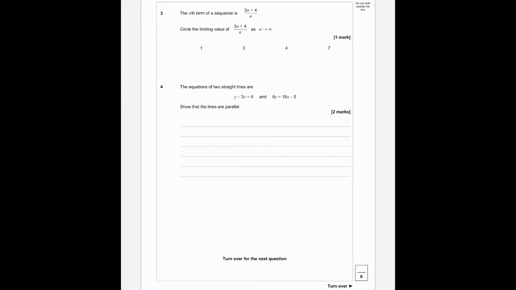Question 3, 3n divided by n is 3, so it's going to tend to 3. And then if we work out the gradient of the two lines by turning the lines into y equals mx plus c format, we can see the gradient of the first line is 3. And for the second one, dividing both sides by 6, we can see that the gradient of the second line is also 3. And the same gradient for both lines implies that they are parallel.